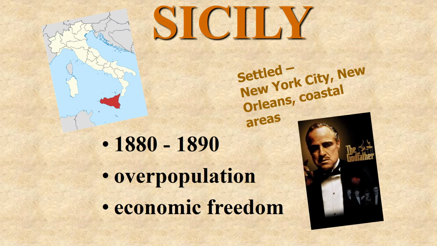A lot of Sicilians are going to settle in New Orleans and coastal areas. They're fishermen. Some of them are growing grapes for wine, and they will also settle in the cities. So it's an overpopulated area, and you're going to get probably, again, about 1 million people from Sicily immigrating into the United States during this period.